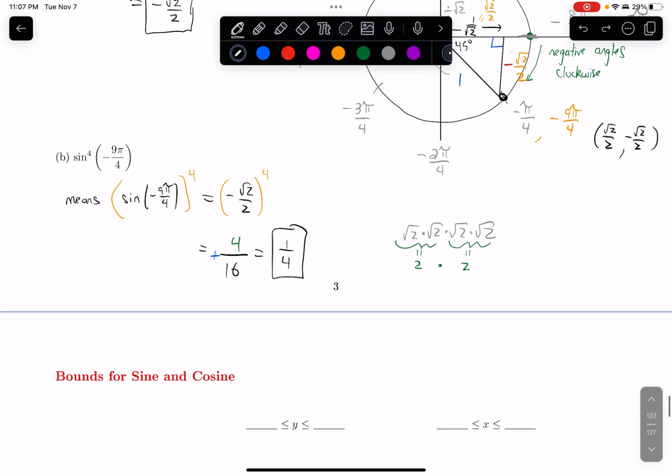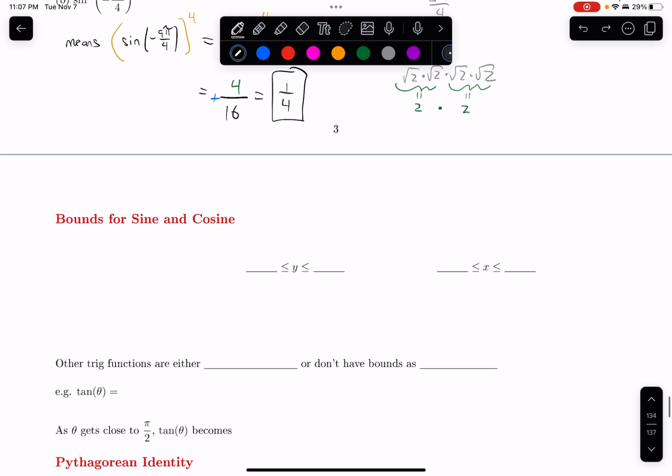Okay, so I want to end this video by talking about some bounds for sine and cosine. What do I mean by this? I would really like to be able to figure out, when I think about sine, no matter what angle I plug in for sine, are there some numbers that sine will always end up being in between? I would love to get something like that.